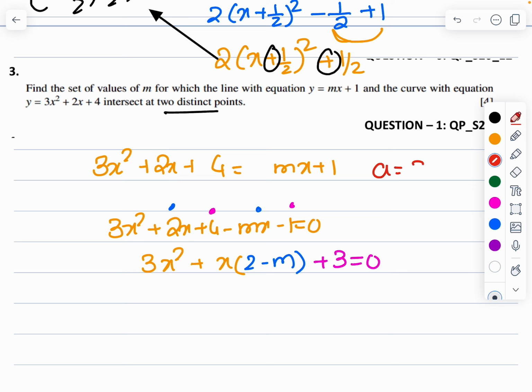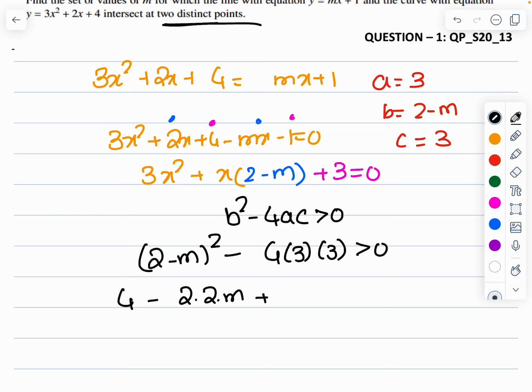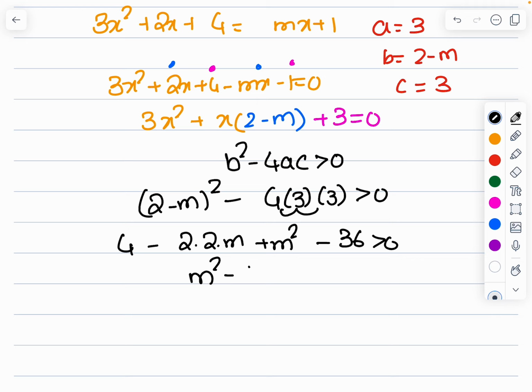So what is a value? 3. What's b value? 2 minus m. What is the value of c? 3. Now two distinct points means b square minus 4ac is greater than 0. 2 minus m whole square minus 4 times 3 times 3 is greater than 0. a square minus 2ab plus b square, minus 4 times 3 is 12, 12 times 3 is 36, is greater than 0. m square minus 4m minus 32 is greater than 0.